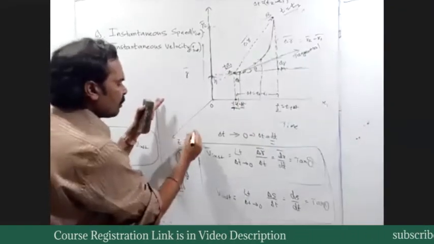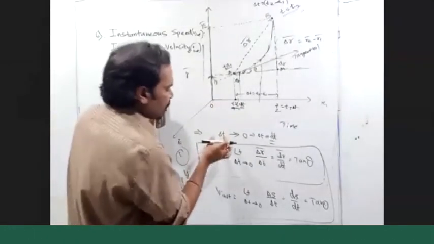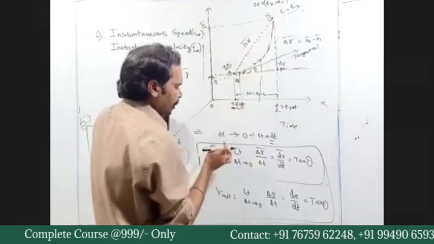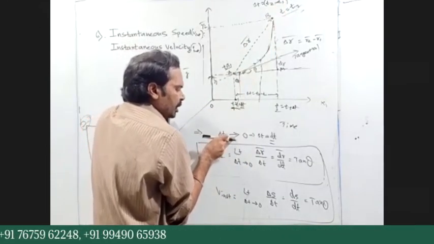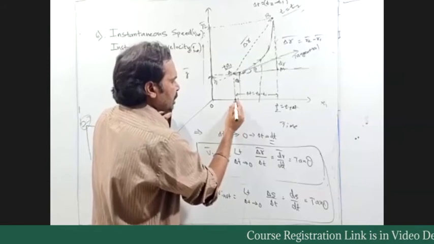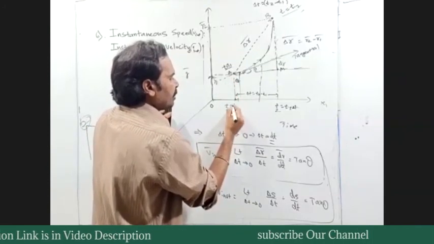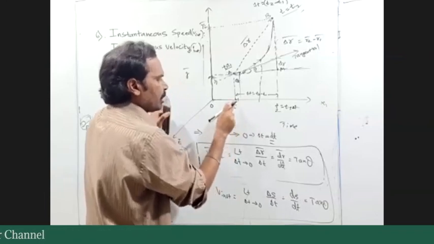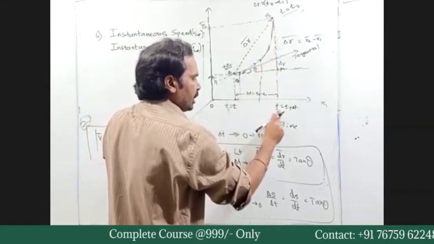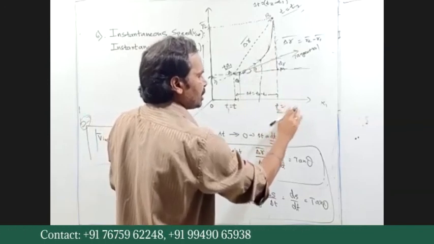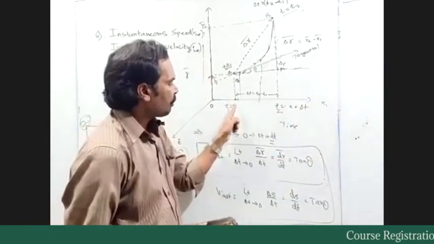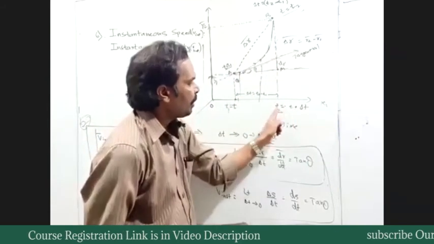Next, what we are going to change is this delta t time interval. Actually delta t is equal to t2 minus t1. This time interval I am going to minimize to zero. Let me represent that clearly. The first moment, when it is at point A, the instant of time I consider is t1, and t1 is equal to t seconds. When it comes to B, at the second instant, the time is t plus delta t. It means the time taken to go from position A to position B is delta t.